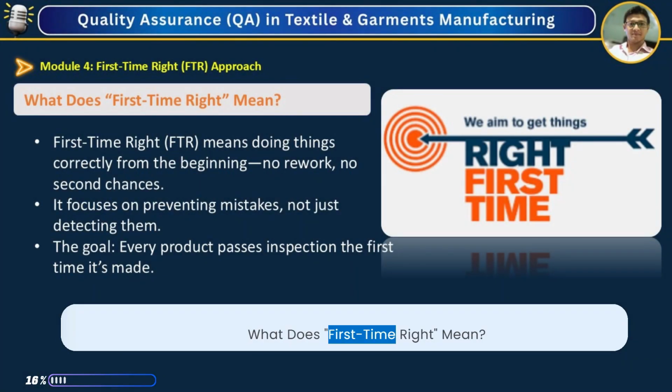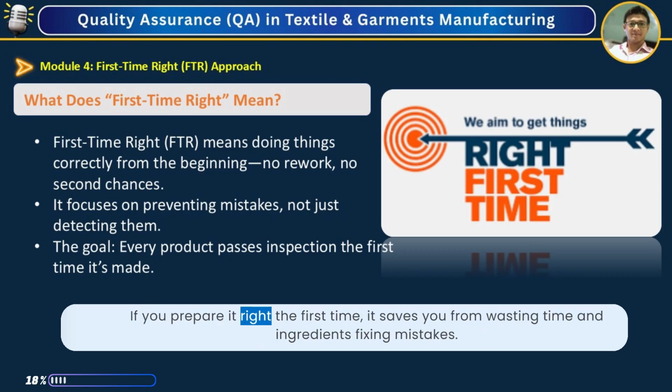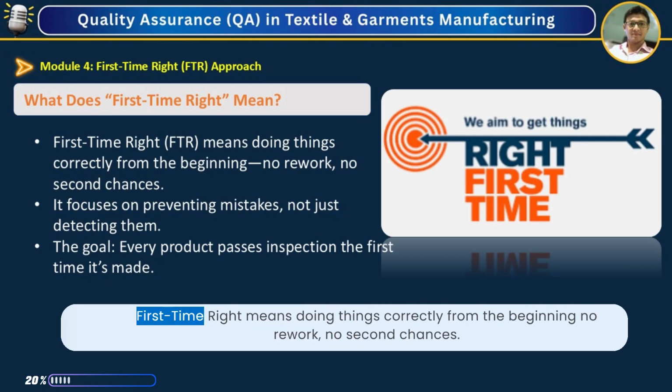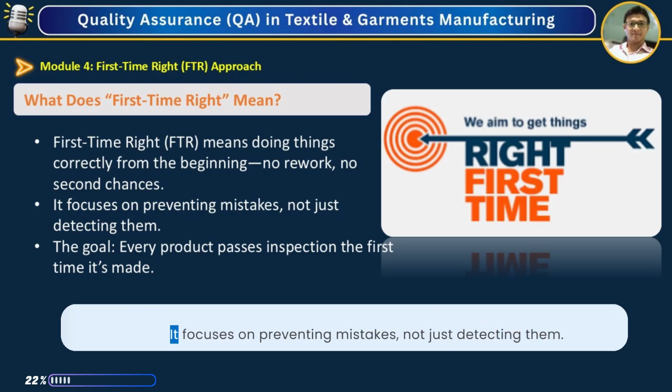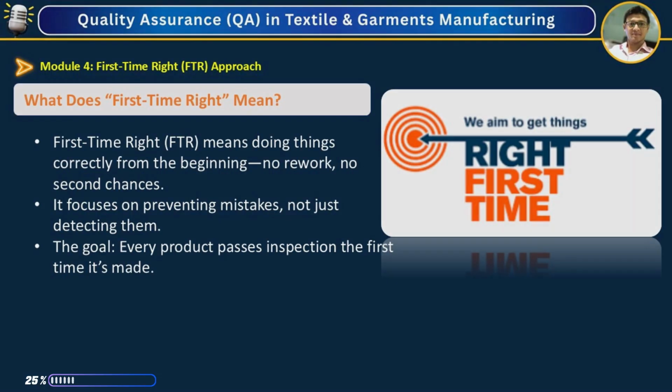What does first time right mean? Think of FTR like cooking a dish. If you prepare it right the first time, it saves you from wasting time and ingredients fixing mistakes. First time right means doing things correctly from the beginning, no rework, no second chances. It focuses on preventing mistakes, not just detecting them. The goal: every product passes inspection the first time it's made.